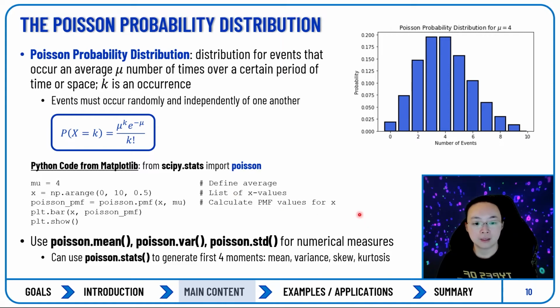Apart from that, you can also use mean, variance, and standard deviation for your numerical measures. But another take-home message from this slide is that you can simply use Poisson.stats to get what we call the first 4 moments of the function. That gives you your mean, your variance, your skew, and your kurtosis. We won't be talking about the moments until a later chapter, but you can use the stats function to quickly grab all 4 of these in an array so that you can present them very easily in the future.